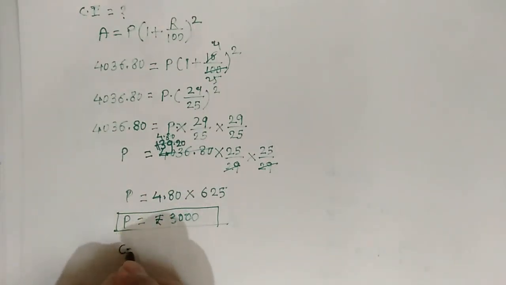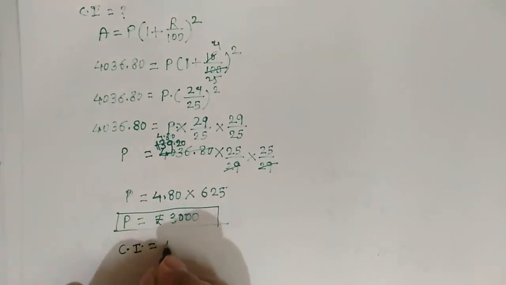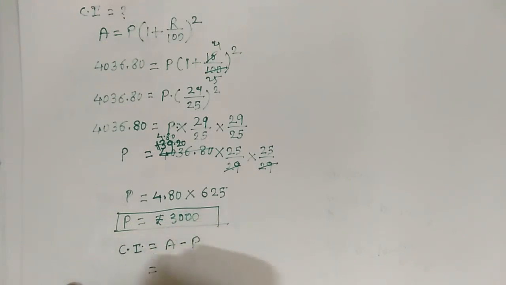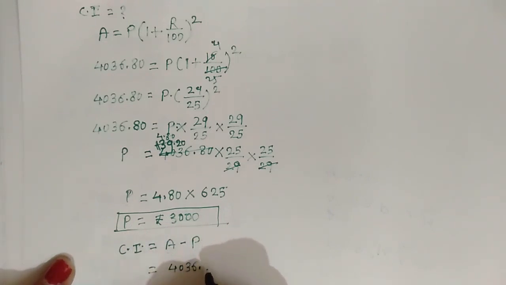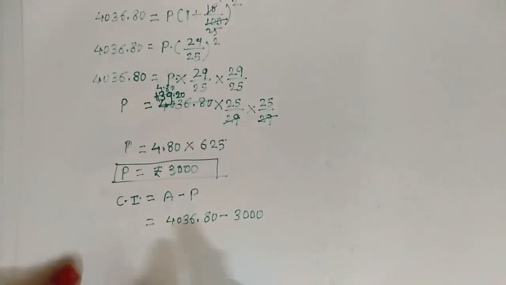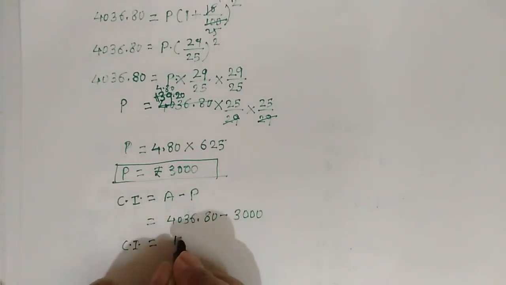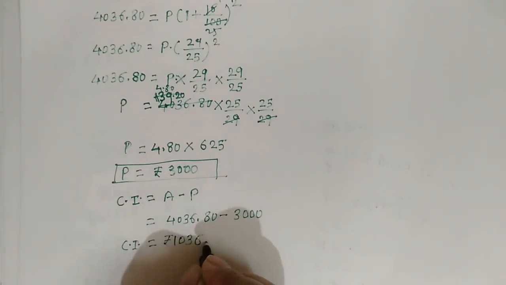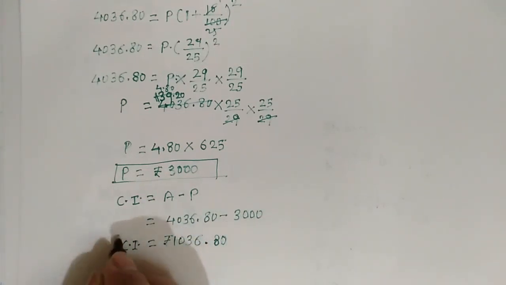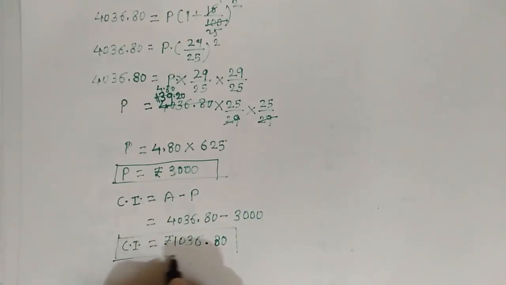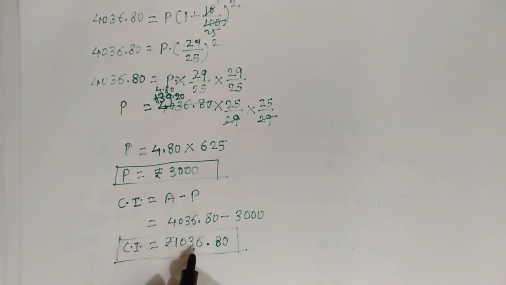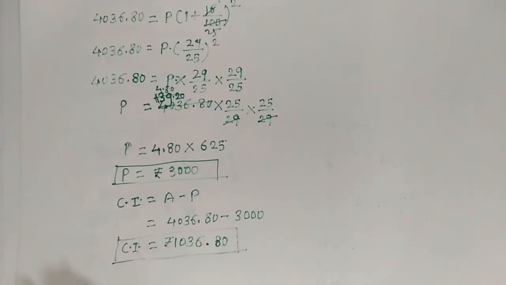Now we find out the value of compound interest. Compound interest is equal to amount minus principal. So amount is equal to 4036.80 minus 3000. So compound interest is equal to 1036.80 rupees. And this is the final answer. So compound interest is equal to 1036.80 rupees.